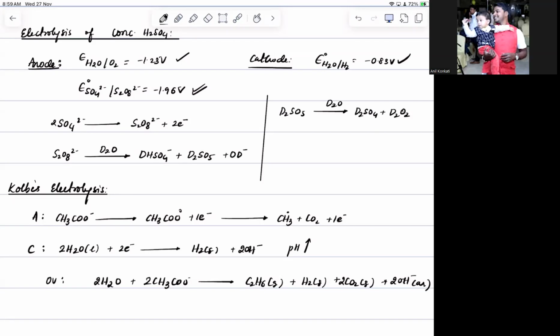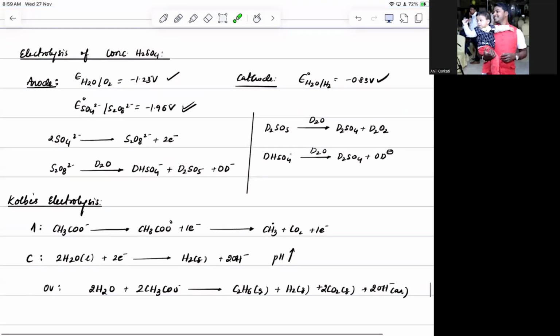And in the same way, DHSO4 minus plus D2O if you add again, this would again become D2SO4 plus OD minus. So basically you will get 2 moles of D2SO4 and 1 mole of D2O2. Got it? And this is how H2O2 or D2O2 is also prepared. So remember these reactions. Got it?